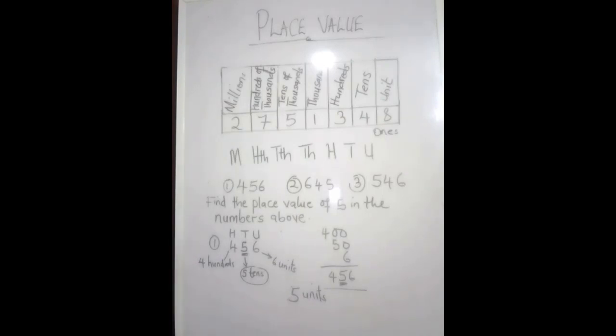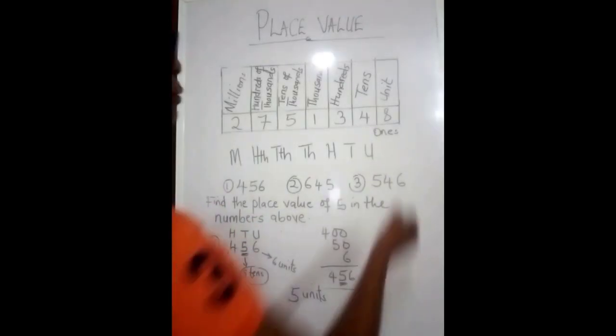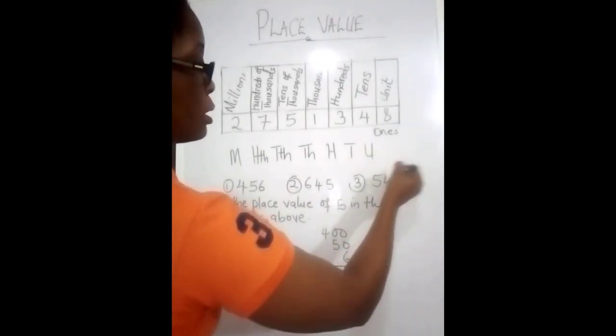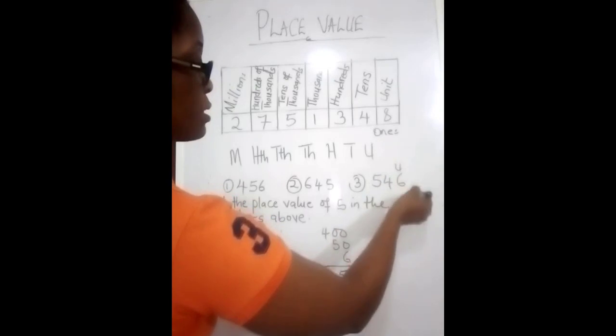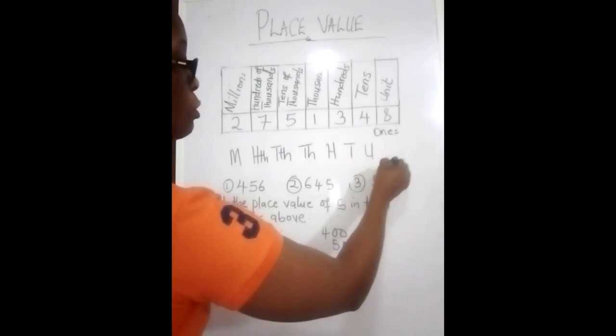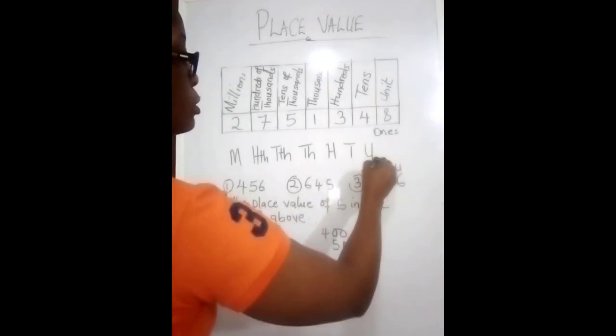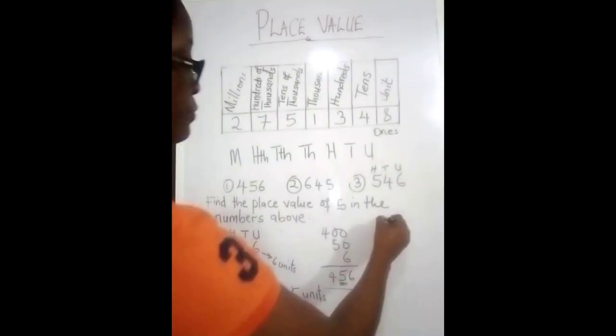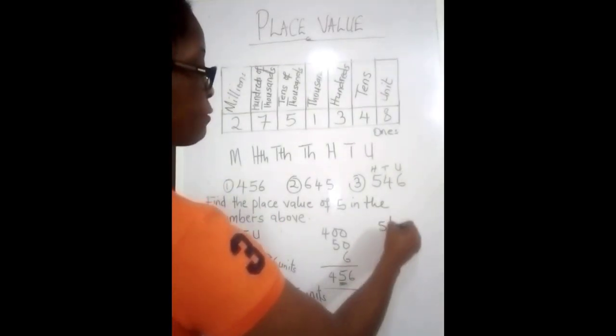5 units, that will be the value of 5 in number 2. And then the last number there, 546, if you arrange them in their proper positions, you find that 6 comes under unit, 4 comes under tens, and 5 comes under hundreds. So that means 5 in number 3 is 500.